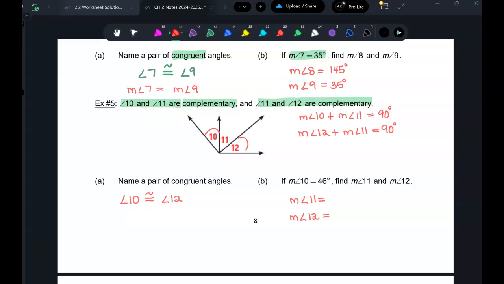Okay, let's finish this last one and then we'll go to the last page here. If 10 is 46 degrees, what's the measure of angle 11 and angle 12? Well, angle 12 should be easy because 12 we just said was going to be the same as 10, so 46. For angle 11, think 90 minus 46, which would give us 44 degrees. So remember, complementary means they have to add up to 90.